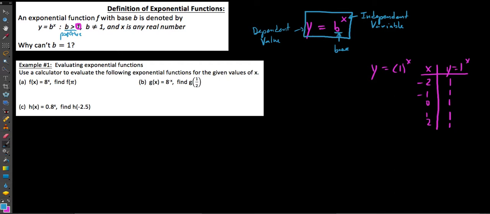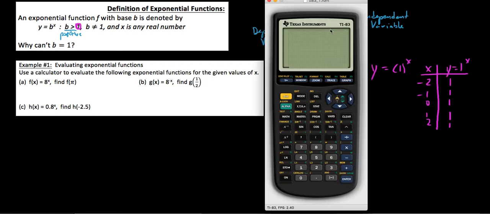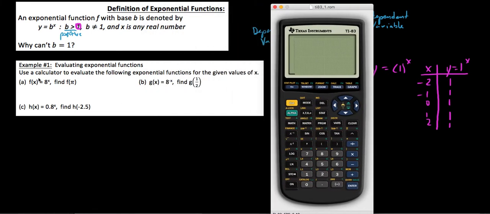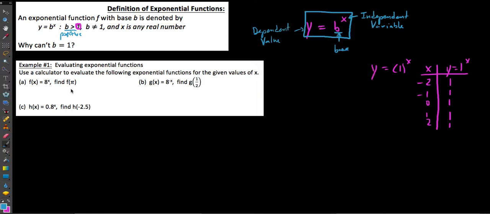If we're going to get into graphical behavior, then we need to look at how we evaluate these on a calculator. So first things first, go ahead and get your calculator out. What we're going to look at is how I use a calculator to help me make a table of values. It says use a calculator to evaluate the following exponential functions for the given values of x. The first one says that our function of x is 8 to the x power. We want to find f of pi.